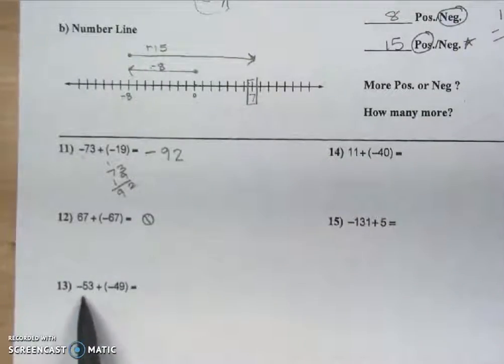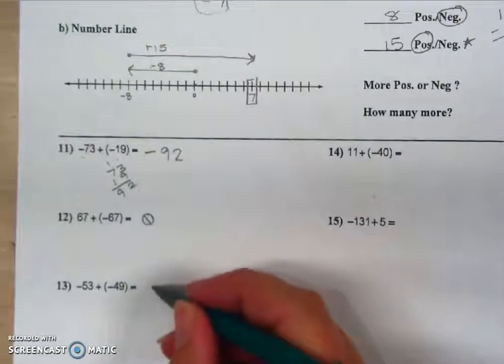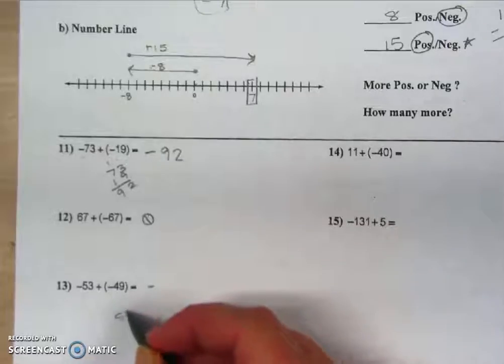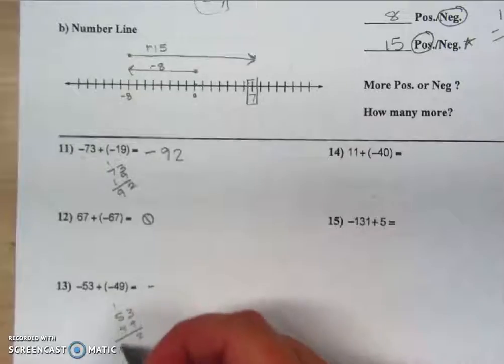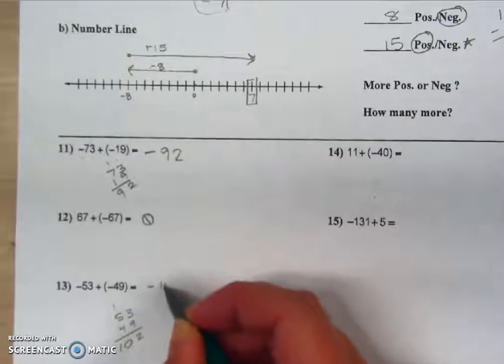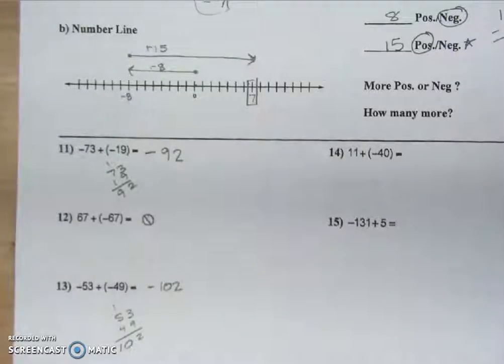Number 13, negative 53 plus negative 49. We have a bunch of negatives. Then we add in more negatives. Our answer is really negative. How negative is it? 53 and 49 would make 102 negatives. I am definitely not writing all that out.